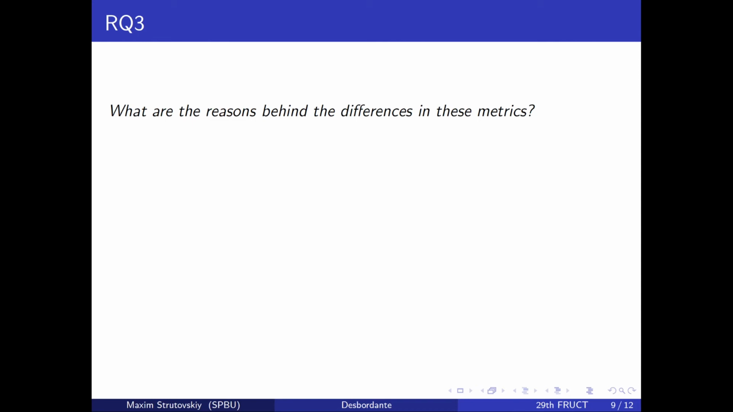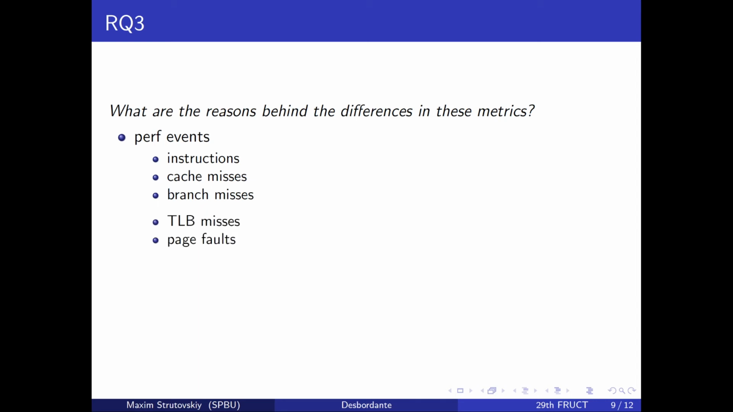In research question 3, we have attempted to explain why exactly Desbordante is faster than Metronome. We have used perf, which is a tool for monitoring hardware and software events in Linux-based systems, to measure the number of various events. After the analysis, we have selected 3 factors as the most performance affecting: number of instructions, number of cache misses, and number of branch misses.